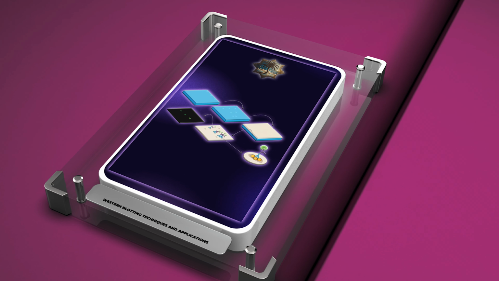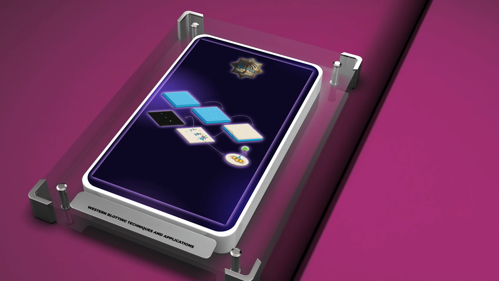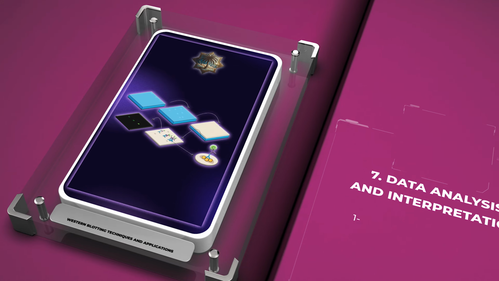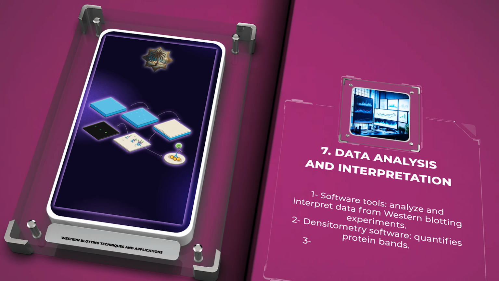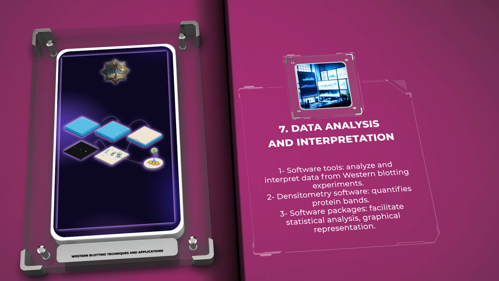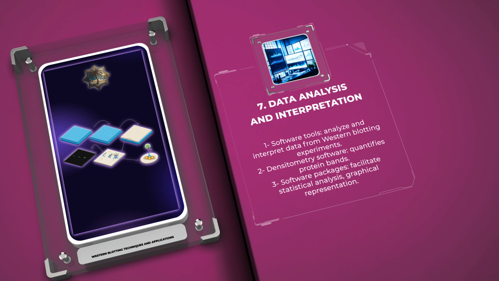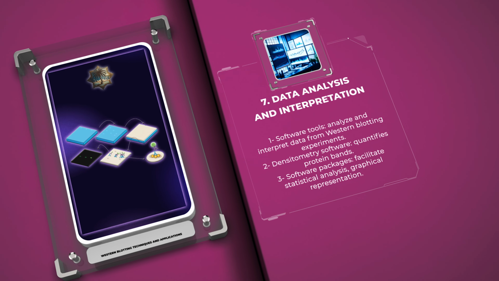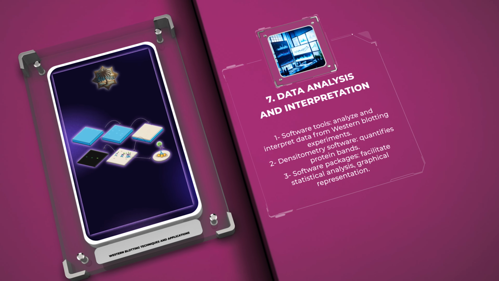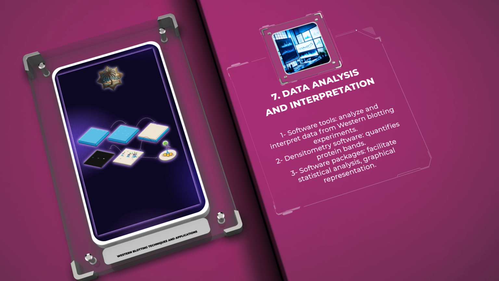Once protein bands are visualized, appropriate software tools are employed to analyze and interpret data obtained from Western blotting experiments. Densitometry software aids in quantifying protein bands, allowing for comparisons across different samples or experimental conditions. Software packages further facilitate statistical analysis and graphical representation of the data.